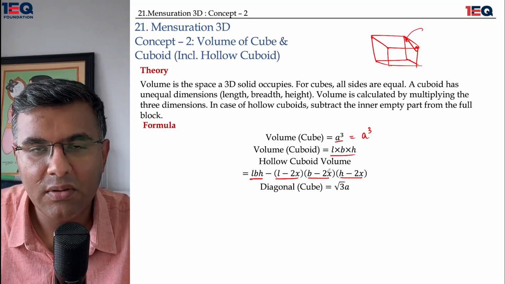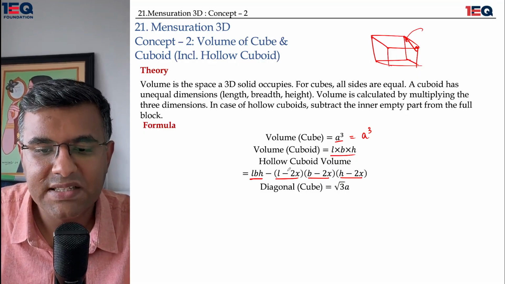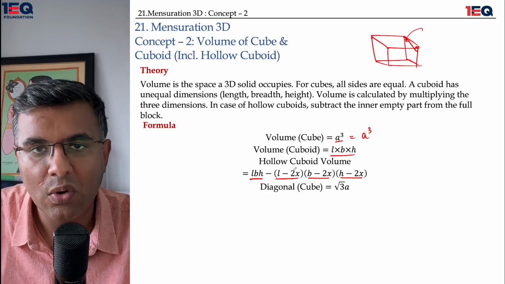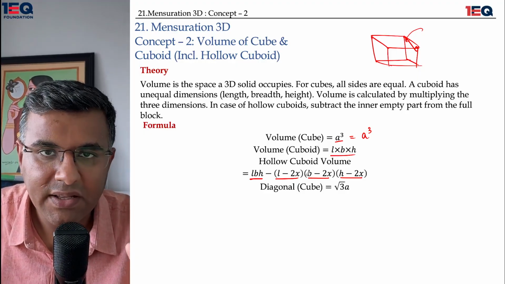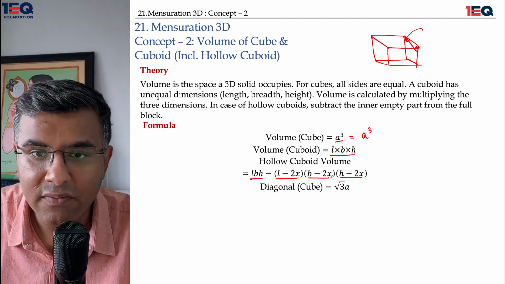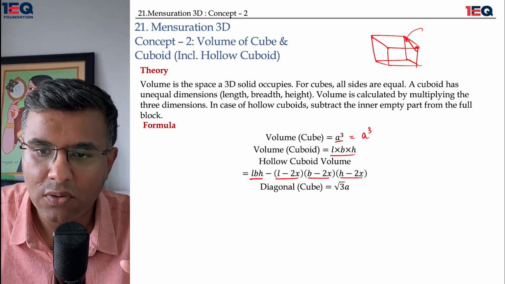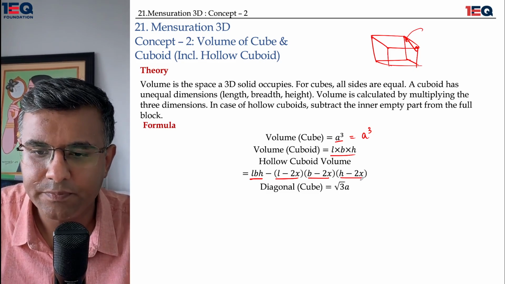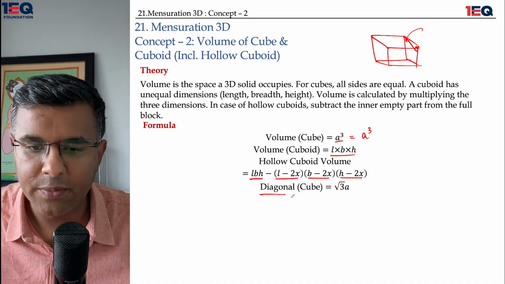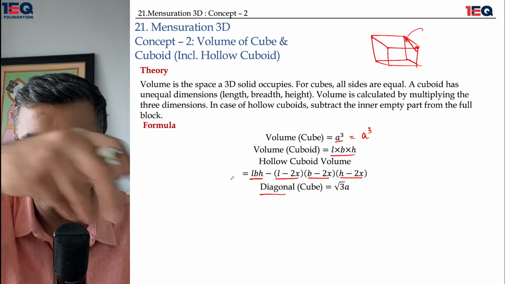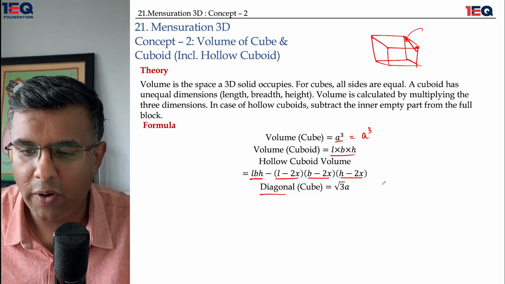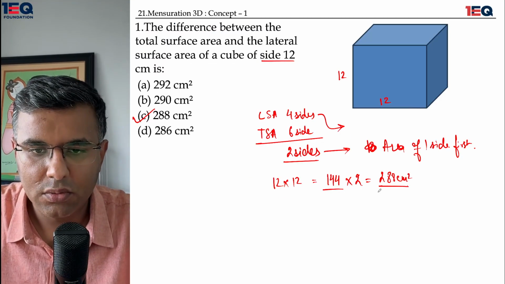If I just need to find out the volume of the material, I would simply subtract the thickness of the material out of each and every dimension. So L minus 2x is the new length without the material, B minus 2x is the new breadth without the material, and H minus 2x is the new height without the material. All right. So this is another formula which you will have to learn. Also, talking about the diagonal of a cube and that too of a cuboid, I'll tell you this.